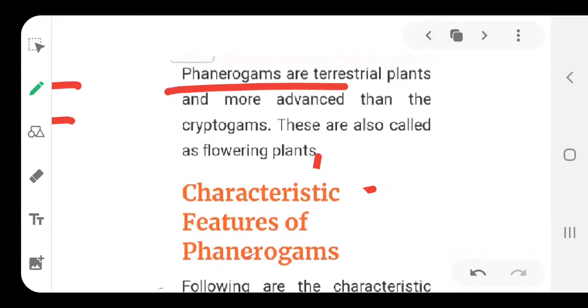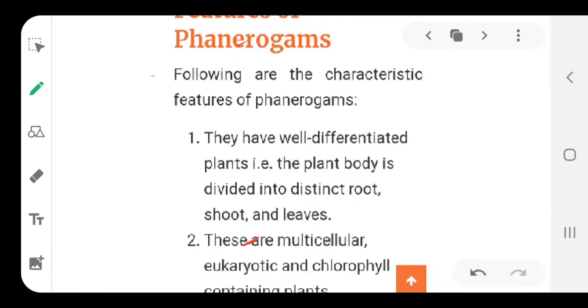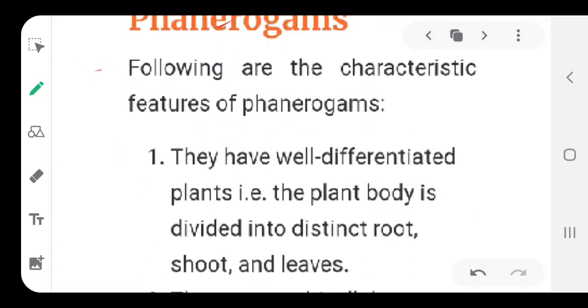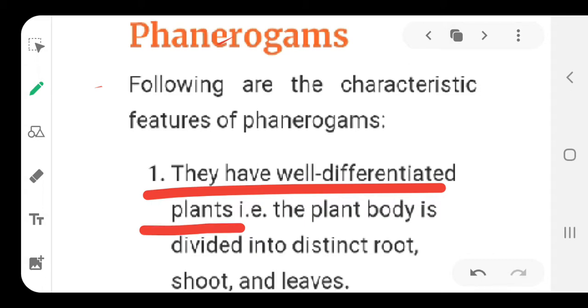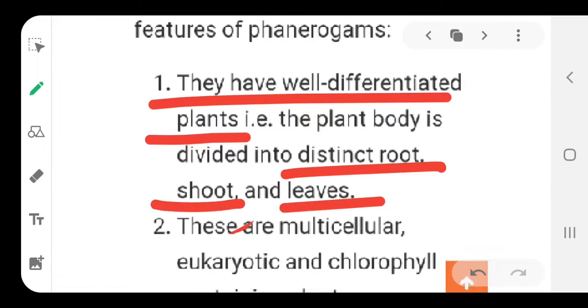These phanerogams are terrestrial plants, that means land plants, and they are more advanced than the cryptogams that we read about in the last tutorial. As I told you, we also call them flowering plants. These are the features, copy them down properly, that will help you understand phanerogams. Number one, they are well differentiated plants, that is, the plant body is divided into distinct roots, shoots, and leaves. Underline these three features of phanerogams.